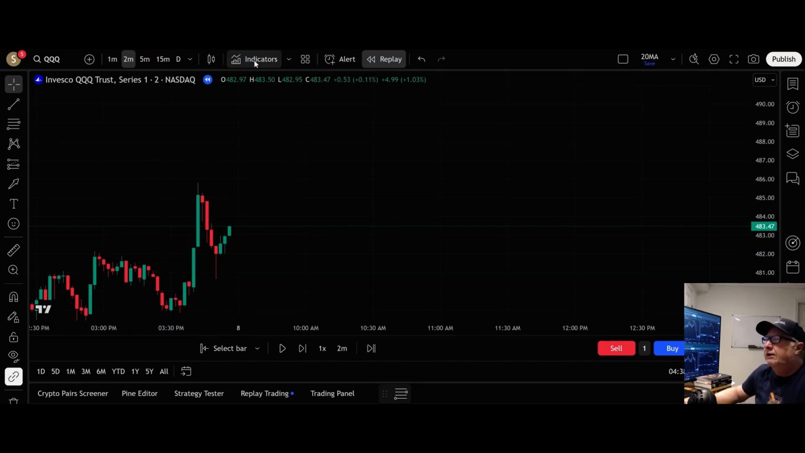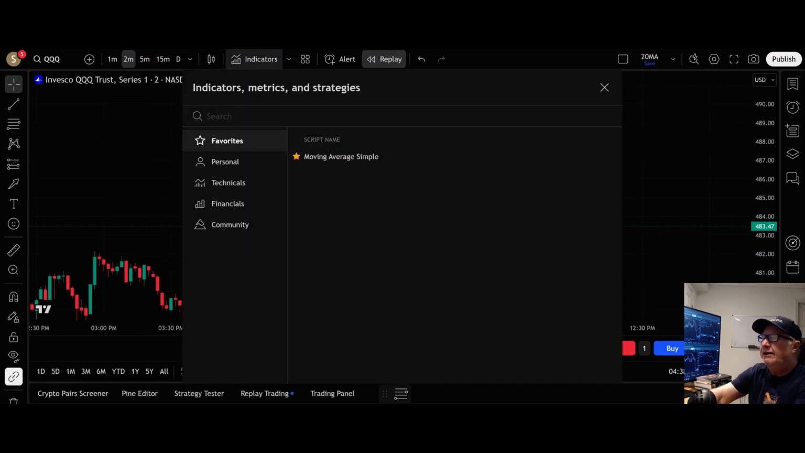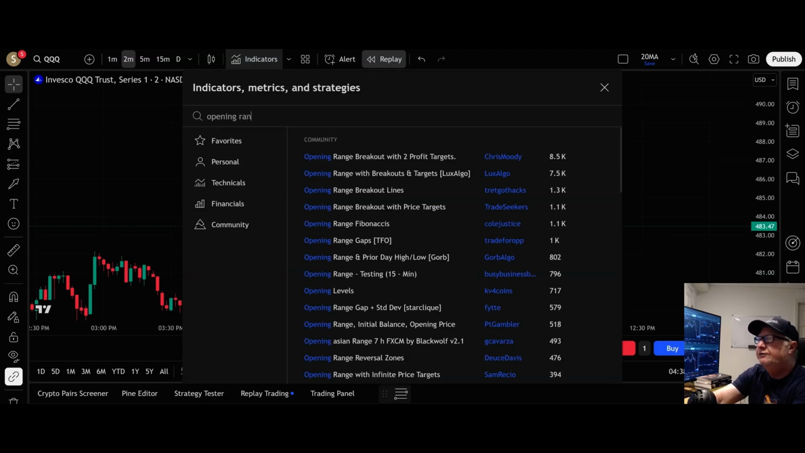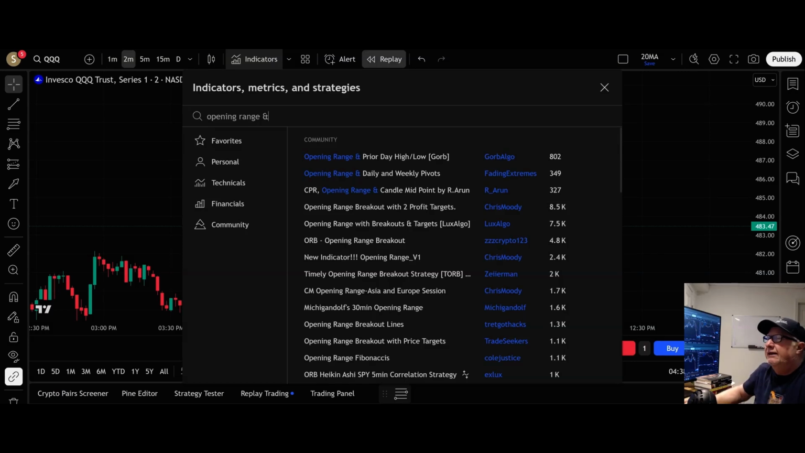In TradingView, click Indicators, type in opening range, and you'll see a long list comes up. I'm just going to use this first one, the Gorb algo. If this goes away, you can click on one of the other ones. Some of them put price targets in.